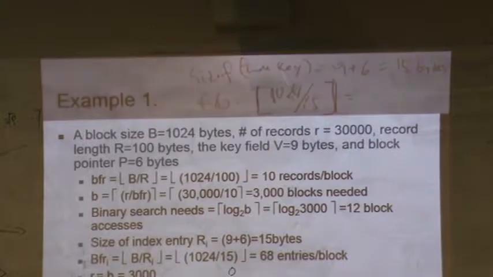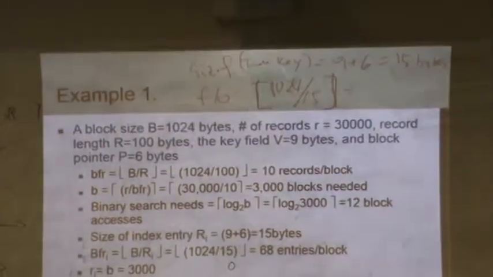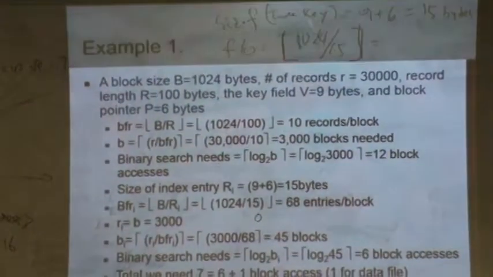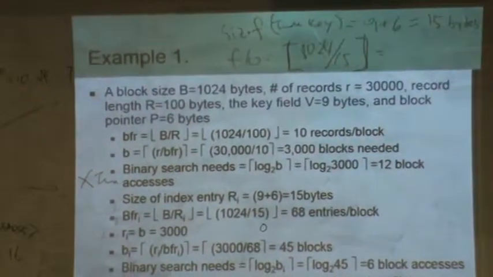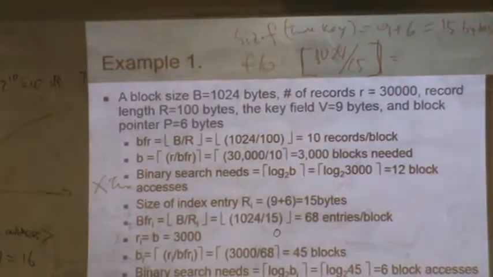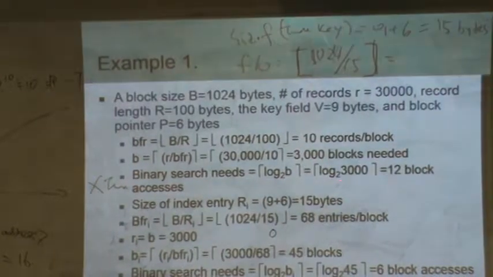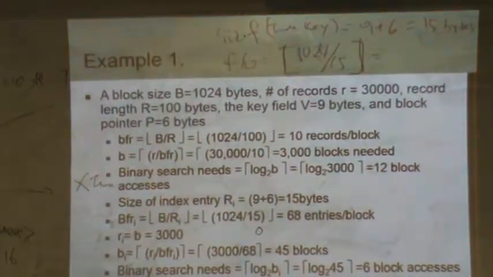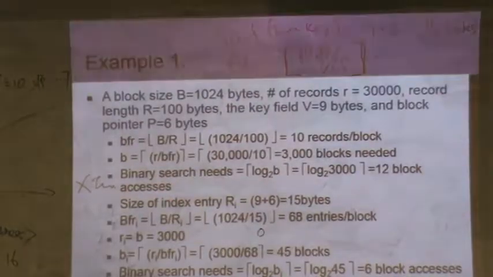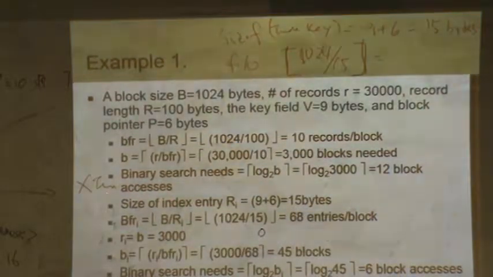Okay? Then we can calculate the blocking factor for the table, and this is how many blocks we need. So in case of binary search, this time without using index, just a binary search, that will be the logarithm of the 3000 blocks, that will be 11 point something, so 12 block accesses. We need 12 I/Os to search the data without using index.